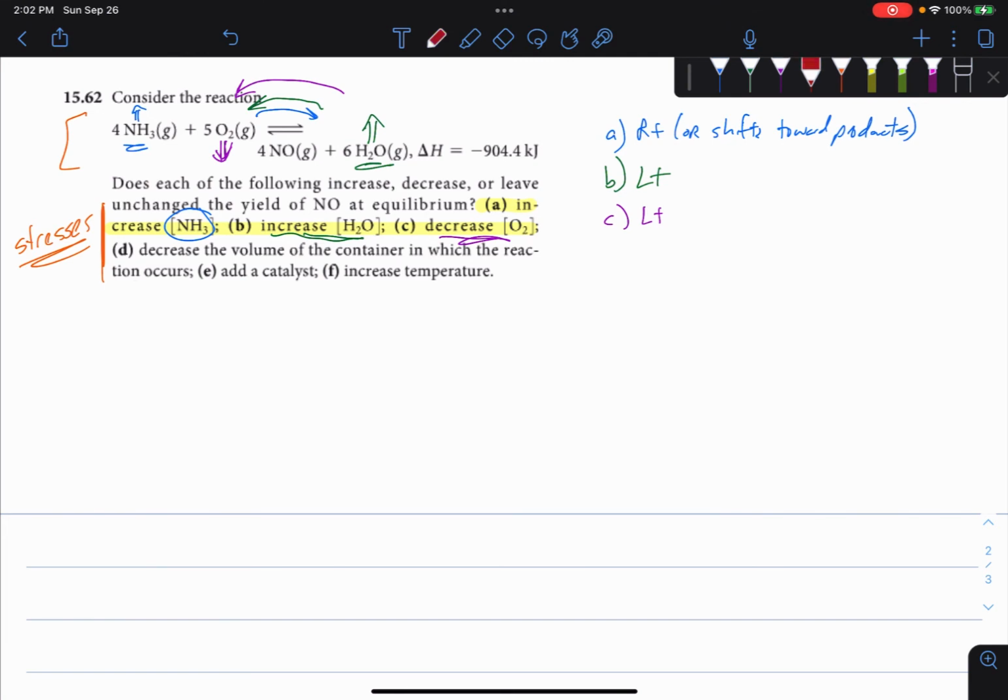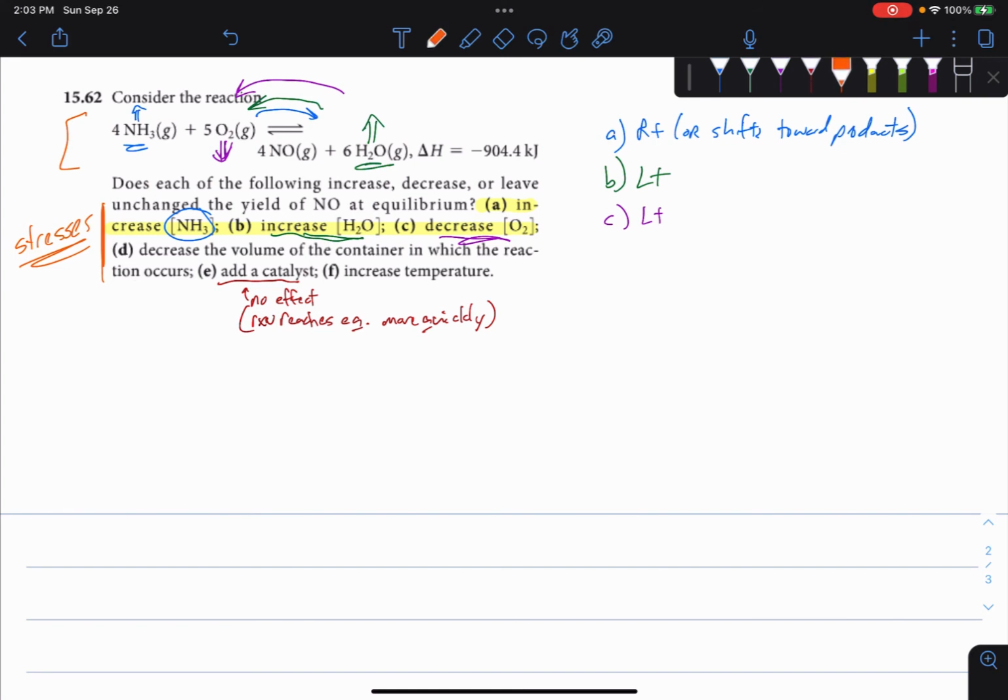Sort of the next easiest one that I'm looking at here, adding a catalyst. Well, catalyst, there's no effect. The only thing the catalyst is going to do is speed up the reaction, so the reaction reaches equilibrium more quickly. But the actual concentrations of reactants and products are going to be the same. Okay, so the catalyst does not affect the equilibrium position at all.